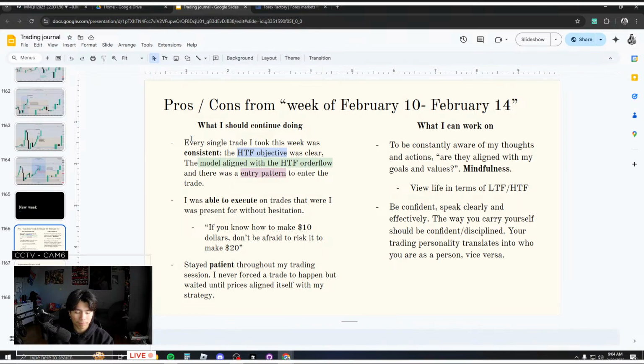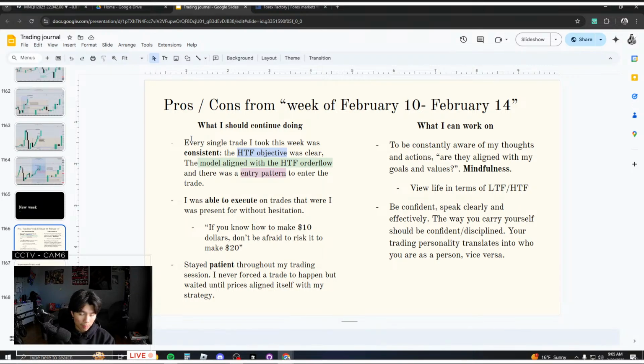And from last week, there was a quote, and I thought it's a really good quote: if you know how to make $10, you shouldn't be afraid to risk it to make 20. And as a trader, I can really relate with this. There's opportunity cost for everything, right? It's whether or not you're willing to risk a certain thing to possibly get another thing, right?